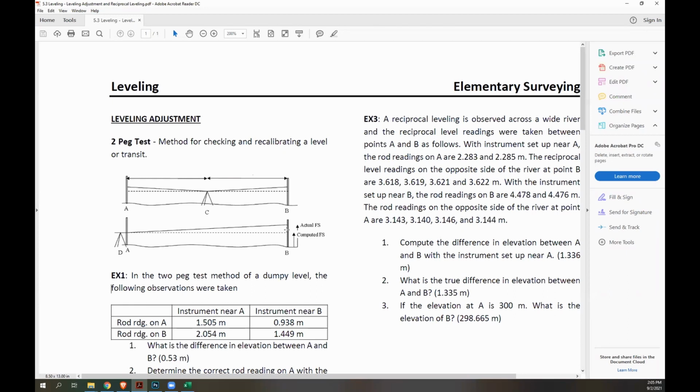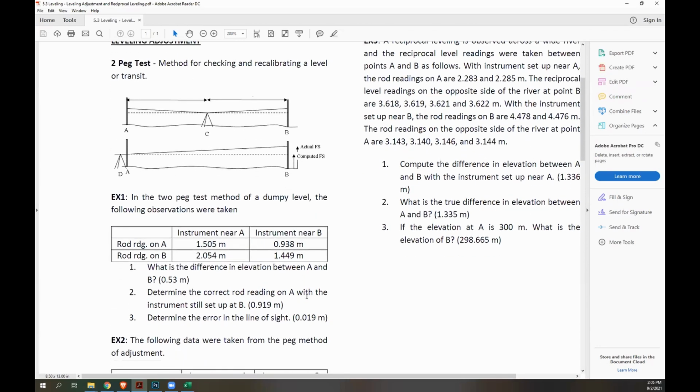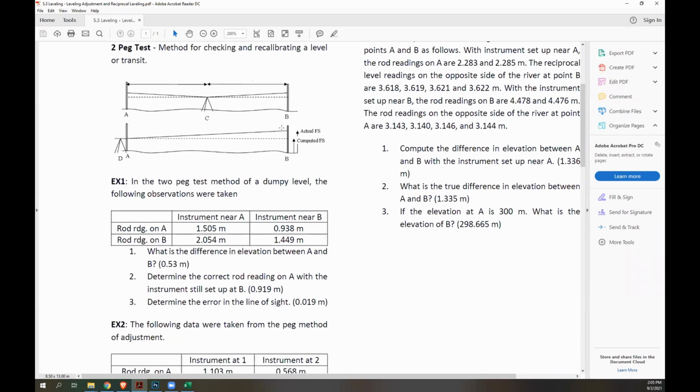And then you're going to compute what the foresight should be. And then to calibrate this, you're going to rotate it until you see that measurement. Okay, so that's how you check and recalibrate your level. First, to better understand, let's have a few examples. So example number 1 doesn't use this yet, okay? But let's just solve for it for now.